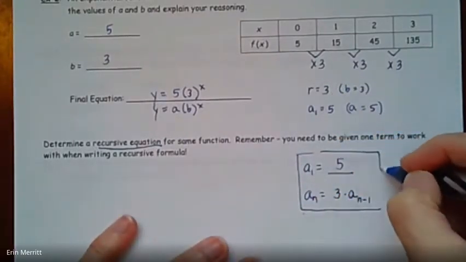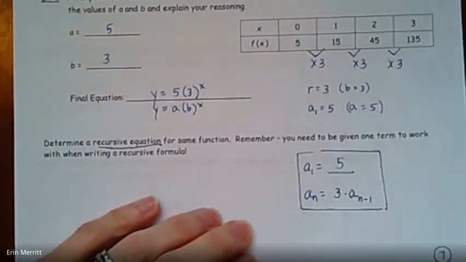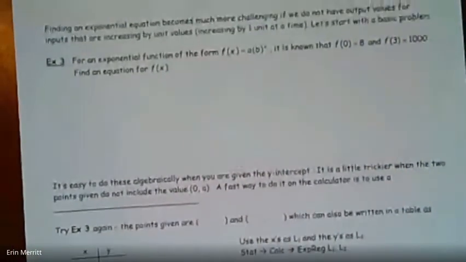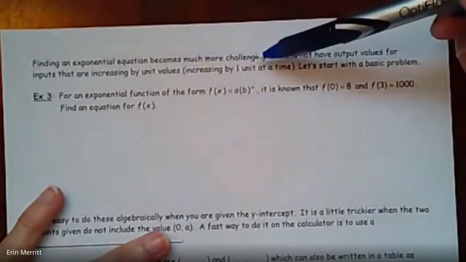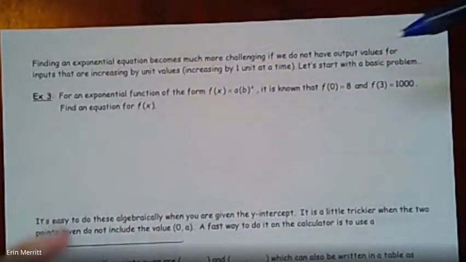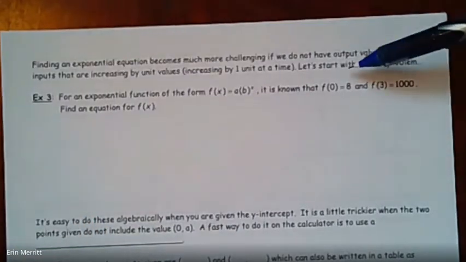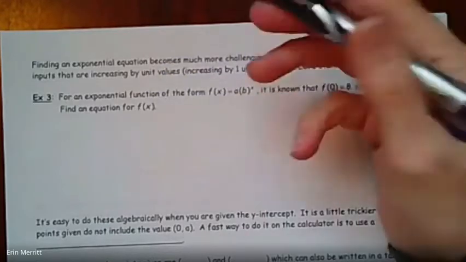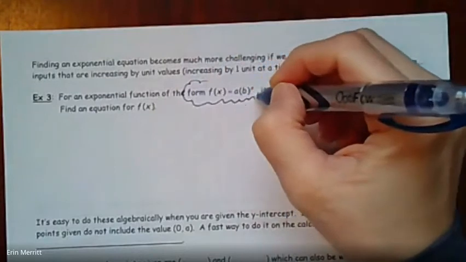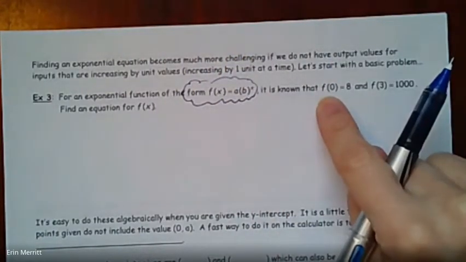All right, that's enough about sequences and series. Let's move on to talk about just exponential functions. When you flip on over here, it says finding the equation becomes more challenging if we don't have all the output values. Maybe we only have a couple of them. So let's start with a basic one, this guy right here. For a function in this general exponential function form, we know f of 0 equals 8 and f of 3 equals 1,000.